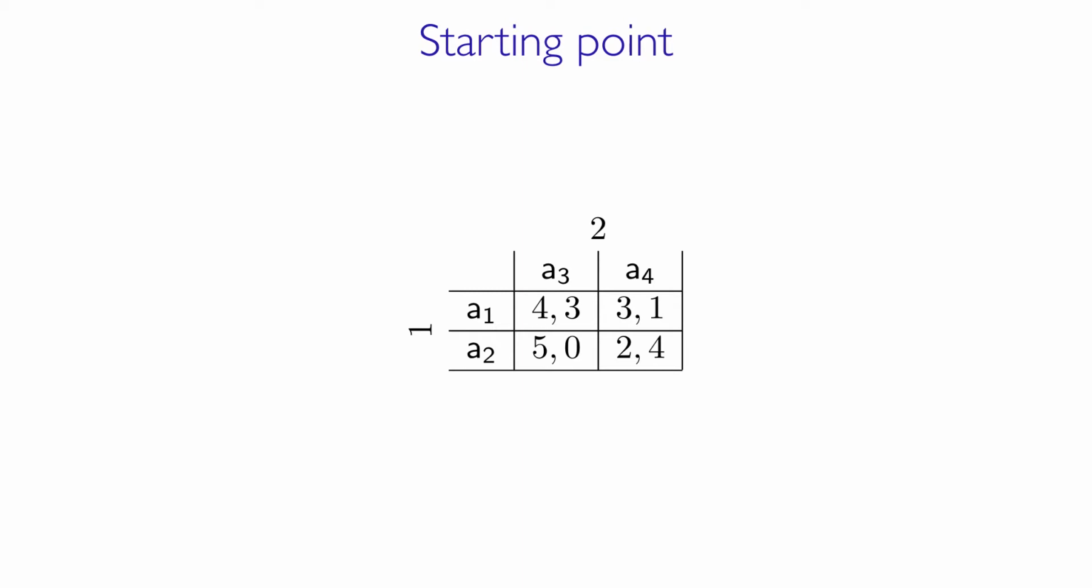Our starting point is a normal form game with 2 players. Initially, we consider the most simple case with 2 actions per player. So we have 2 players called 1 and 2, 2 actions for player 1, namely A1 and A2, 2 actions for player 2, namely A3 and A4.